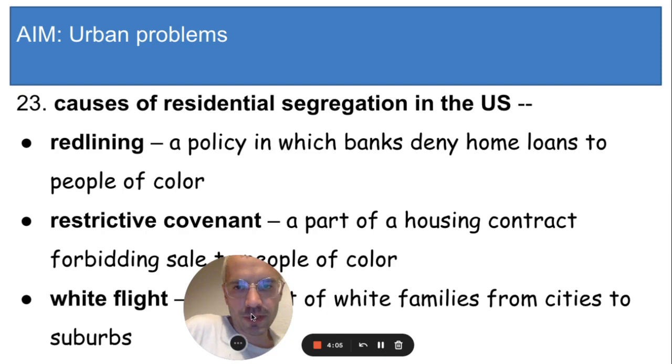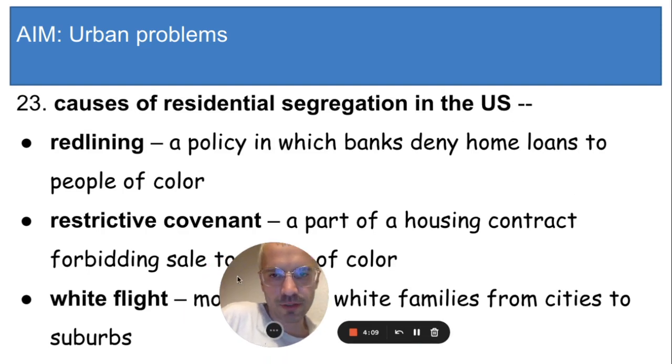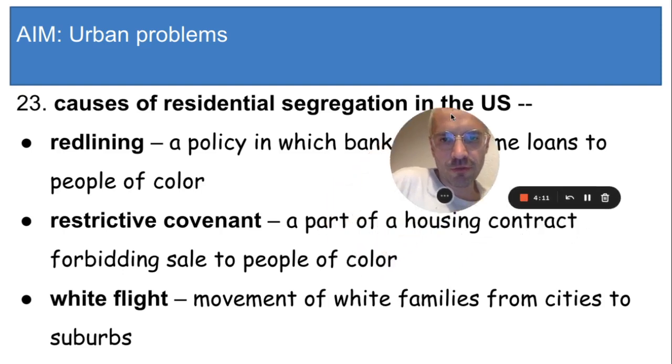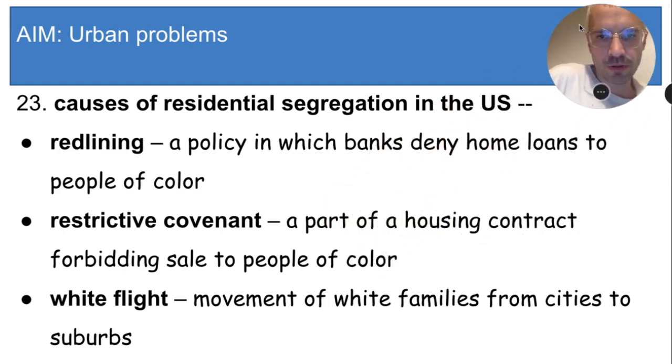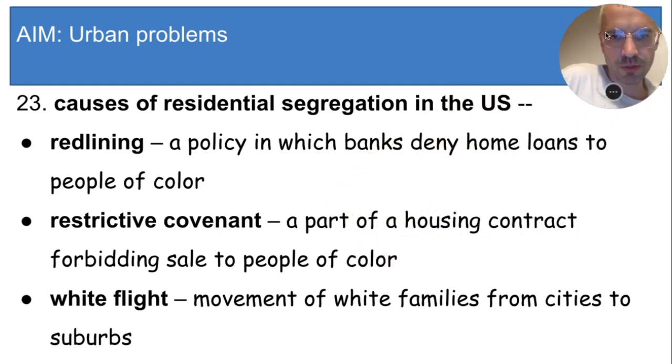Another cause of urban decay is residential segregation, which you learned about in the last video. Segregation forces non-white Americans who are often poor into specific neighborhoods, leading to concentrations of poverty. Racism also causes services in these areas to be underfunded.